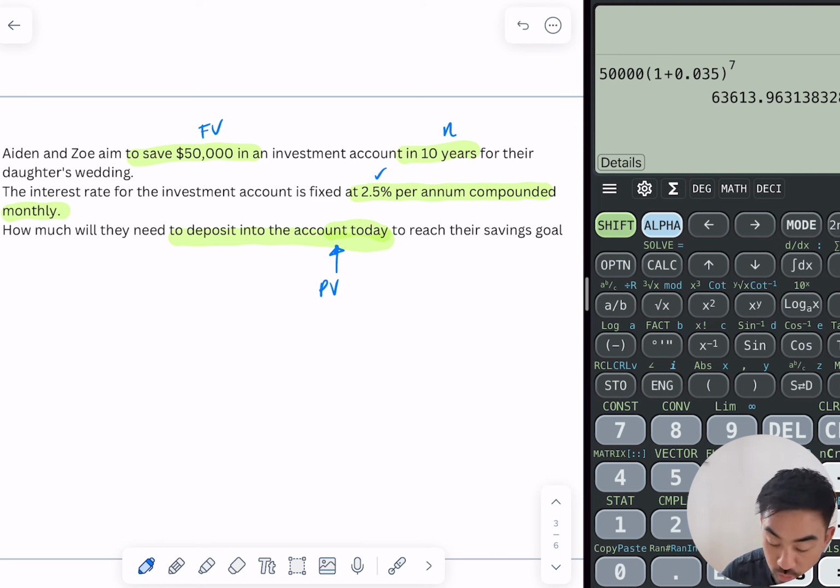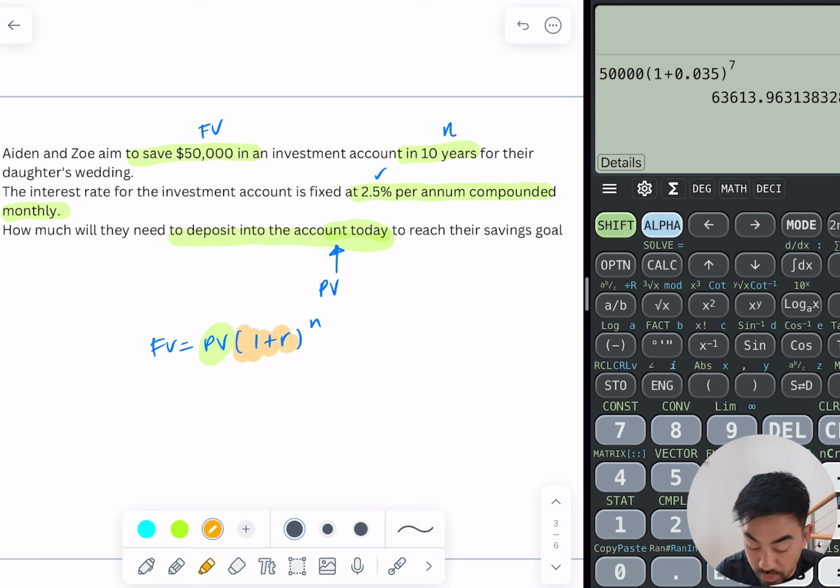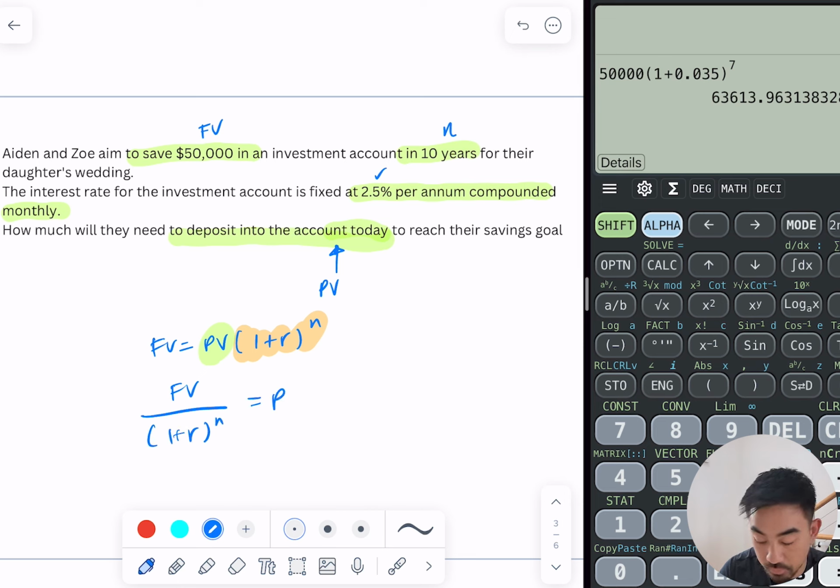So first of all, I'll write out the formula. FV equals PV times (1 plus R) to the power of N. Okay, so I'm looking for PV. So that means I need to get all the other stuff to the other side. So I do so by dividing both sides, and basically what that looks like is just putting it all over (1 plus R) to the power of N, to make PV the subject, okay?